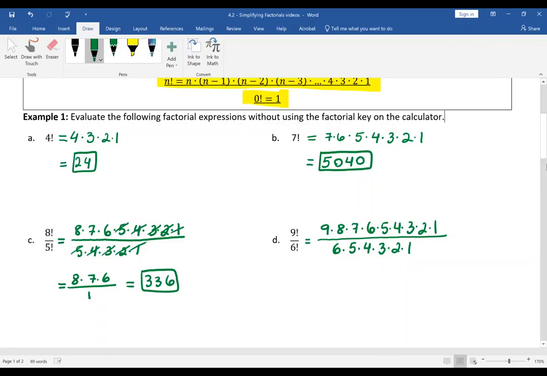Part D, 9 factorial over 6 factorial equals, again, draw the fraction line. On top of the fraction, 9 factorial is 9 times 8 times 7 times 6 times 5 times 4 times 3 times 2 times 1. And on the denominator, 6 factorial becomes 6 times 5 times 4 times 3 times 2 times 1. Let's simplify. 6 with 6, 5 with 5, 4 with 4, 3 with 3, 2 with 2, and 1 with 1. The only things left are 9 times 8 times 7. If we multiply the three numbers, the answer is 504.